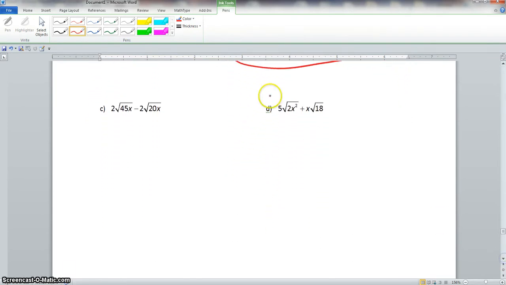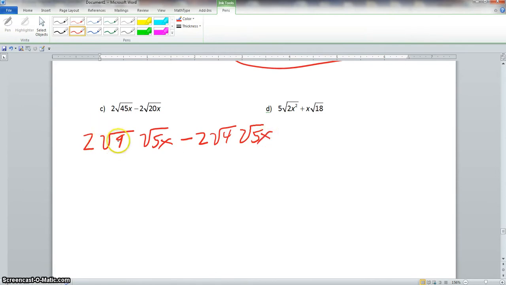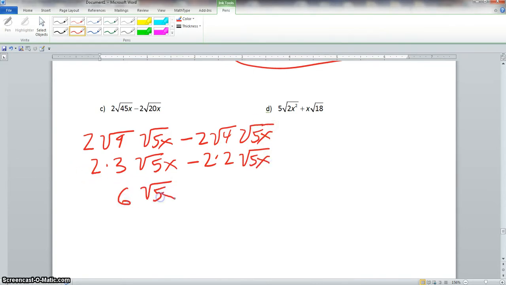Now we scroll down here to C. We have to do C like we did B. We're going to take out the highest perfect square. For 45, that's 9, and that will leave us 5x. For 20 we know it's 4, and that will leave us the square root of 5x. The square root of 9 is 3, so it'd be 2 times 3 times the square root of 5x minus 2 times the square root of 4, which is 2, times the square root of 5x. 2 times 3 is 6, square root of 5x.